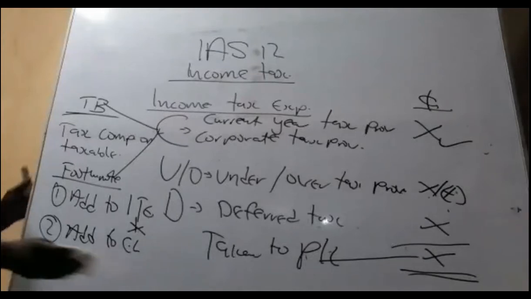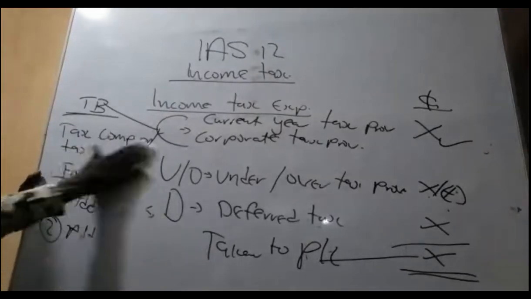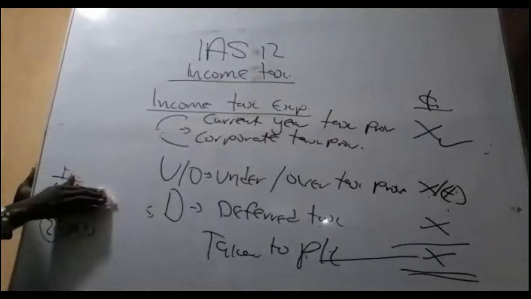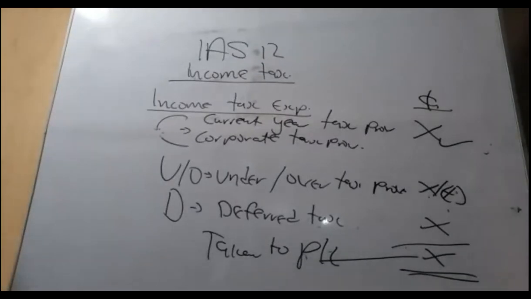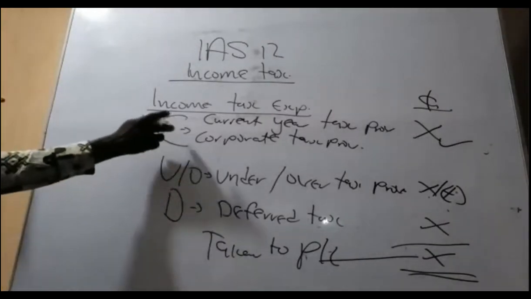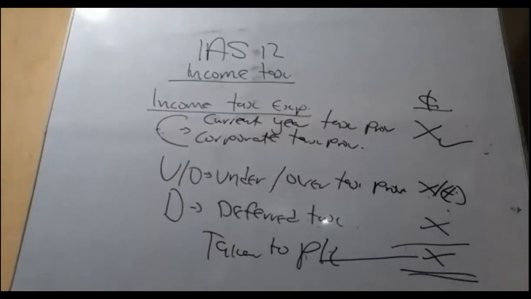Now let's see. Now I'm done with the current year tax. Let's go to the under or over. This one is a recap. Summary. Now, the current year tax provision is an estimate, so it is to be confirmed for you by the tax authority. So when they confirm it, it will be either more or less than what you provided. So do the reconciliation.